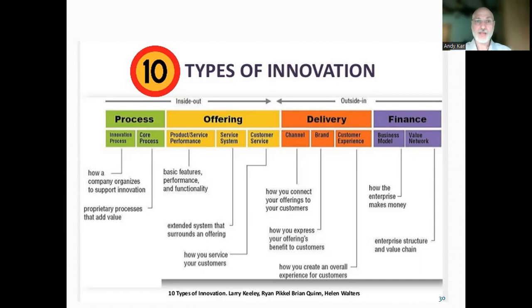In terms of offering, we have the product performance: basic features, performance, and functionality. Product system: the extended system that surrounds an offering. And customer service: how you service your customer, which is extremely important. In terms of delivery, we have the channel: how you connect your offerings to your customers, via which channel. We discuss, for example, online platforms. Brand: how you express your offerings benefiting your customers, which is your brand message, your mission and vision of the company, and how you communicate them to your customers. So you can create a mission and vision statement, for example. Customer experience, again, which has to do with customer service.